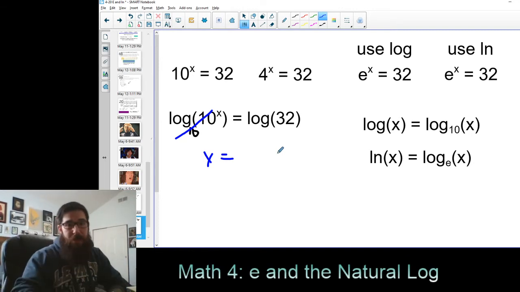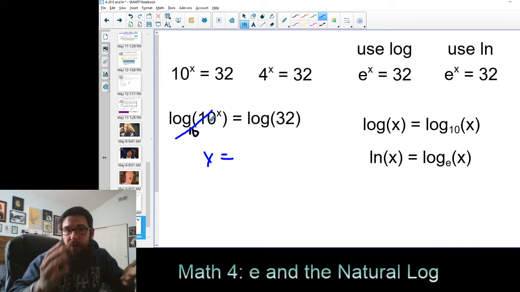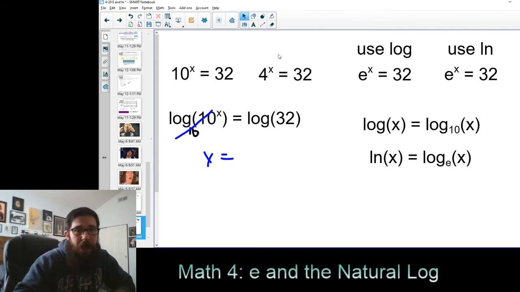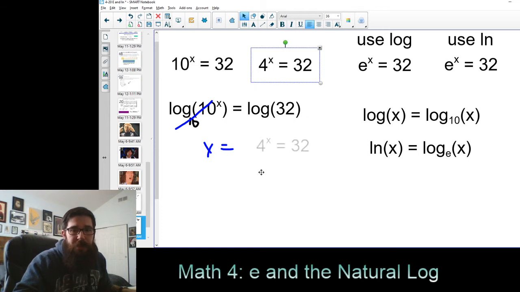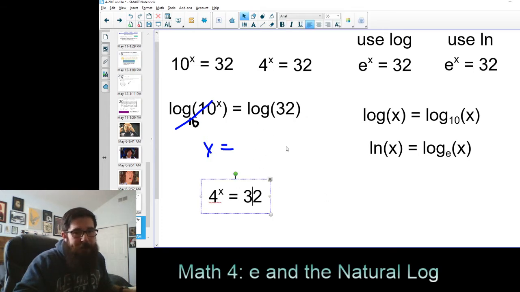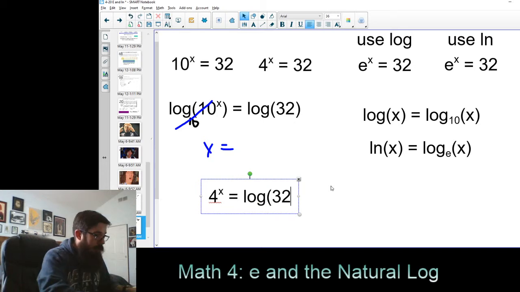Okay. You can figure that out. Type it in your calculator, you get a number, right? 10 to what power equals 32? Well, it's going to give you some sort of number between 1 and 2. Figure it out. If you were to take this 4 to the x here and repeat that same sort of process, I'm going to do it, but instead of a log base 10, which you could do.